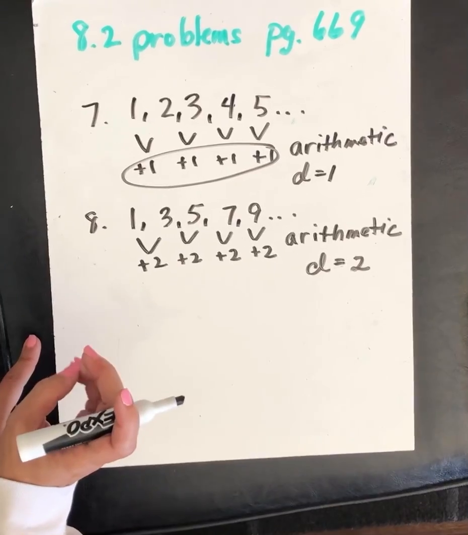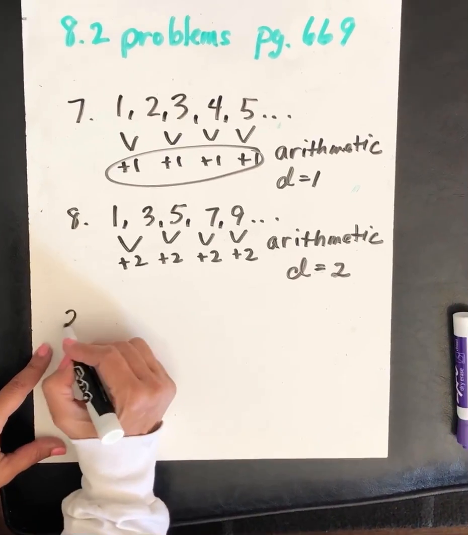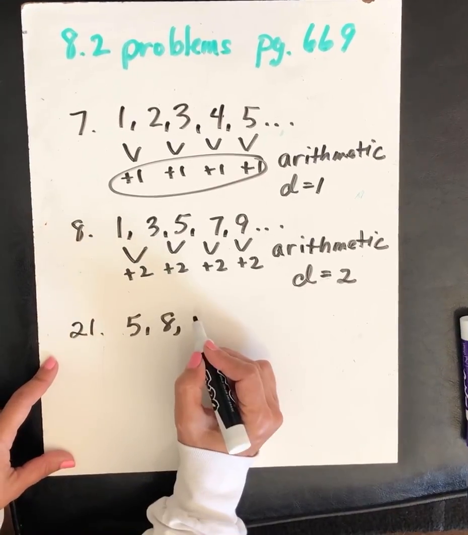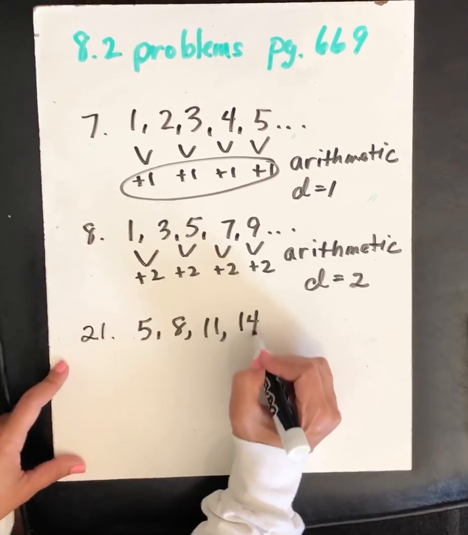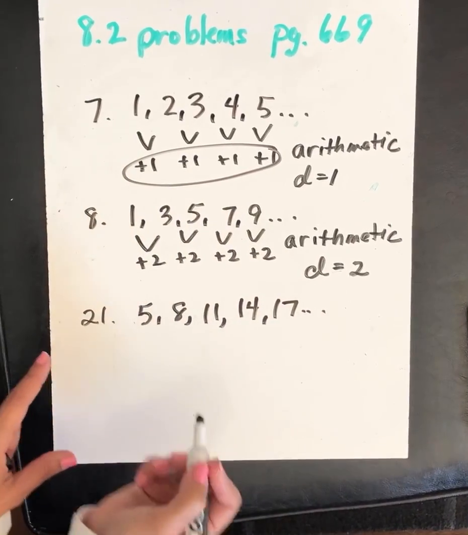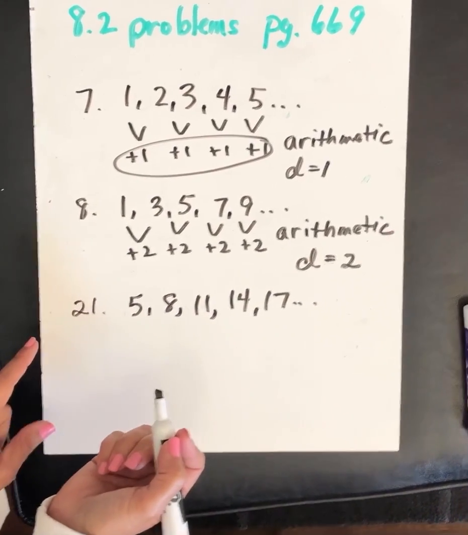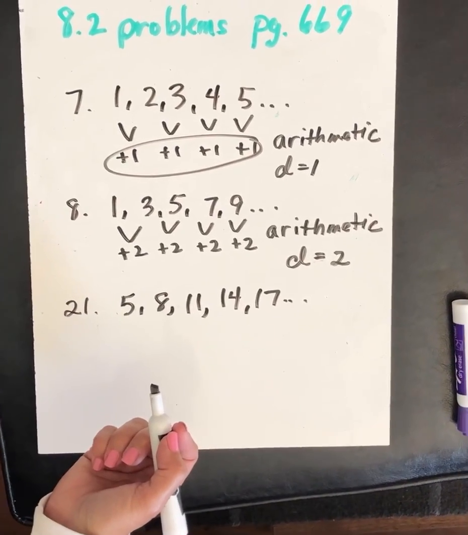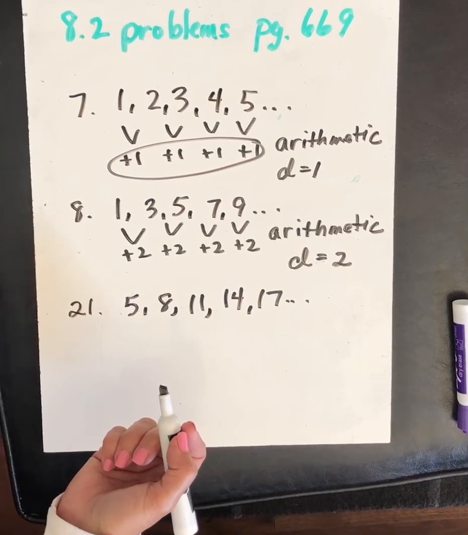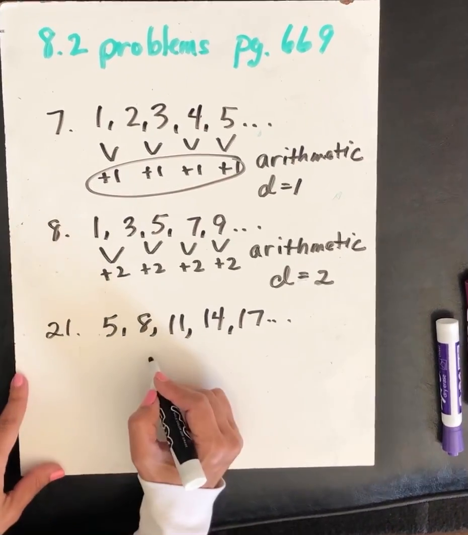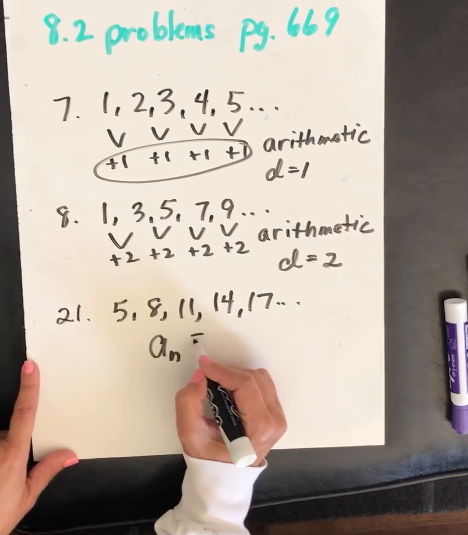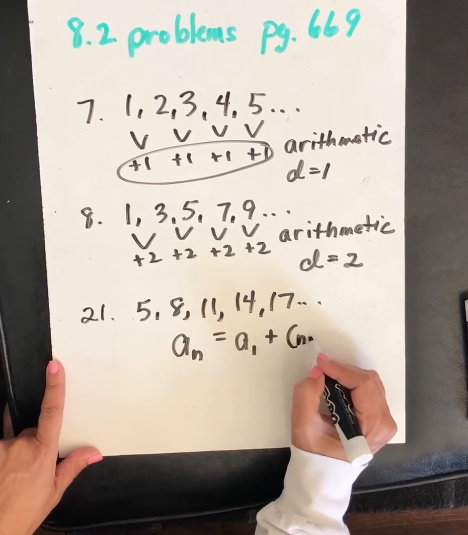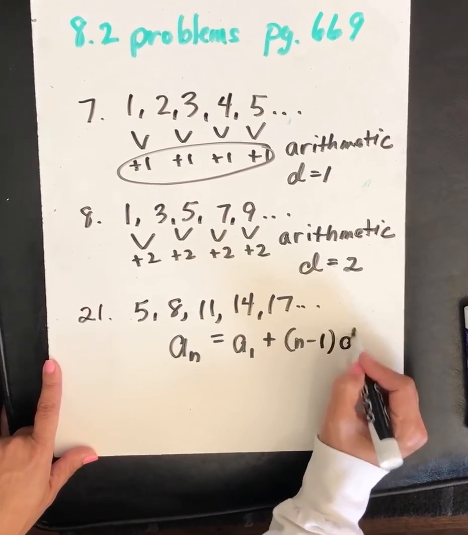Now let's take a look at number 21. So on number 21, they give us the sequence of 5, 8, 11, 14, and 17. It asks us to find the nth term of the arithmetic sequence. So for this, we're going to find the equation or the formula that could figure out any term. So here's what we're going to use. We're going to use a subscript n equals a subscript 1 plus n minus 1 times d.